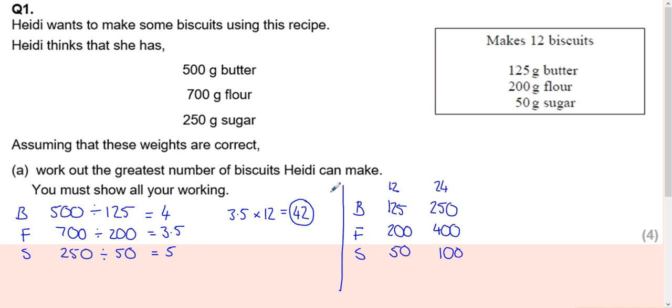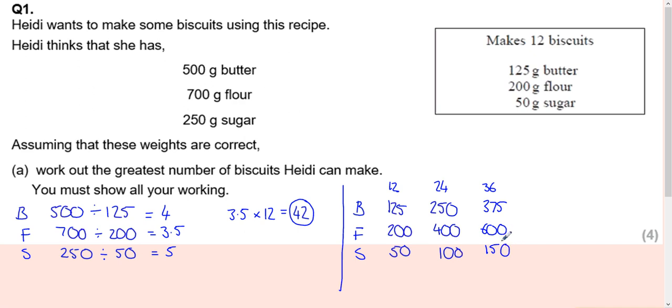Now, bear in mind, we've got 500 grams of butter, we haven't hit that limit, 700 grams of flour, 400 doesn't hit that limit, 250 grams of sugar, 100 doesn't hit that limit. So we're fine. So we look at 36. This is 3 batches. So 375, that's still fine. 600 grams, we're still under. And 150 of sugar, we're still under there.